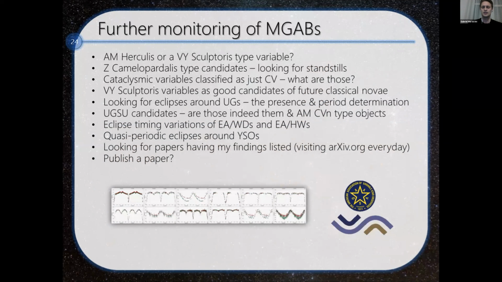And what will be next? The first thing: with the latest data, I have noticed that many nova-like VY Sculptoris variable stars were actually polars. So that means we need more data to be sure: is it this type of star, or maybe this?